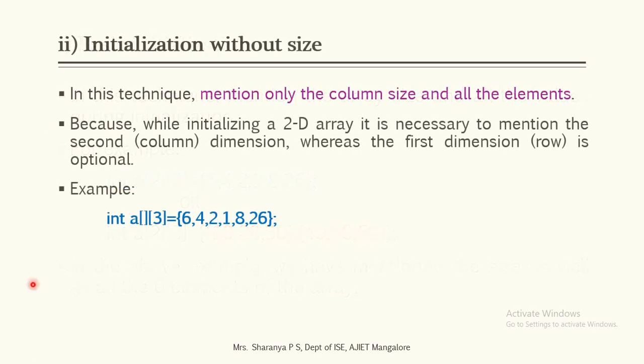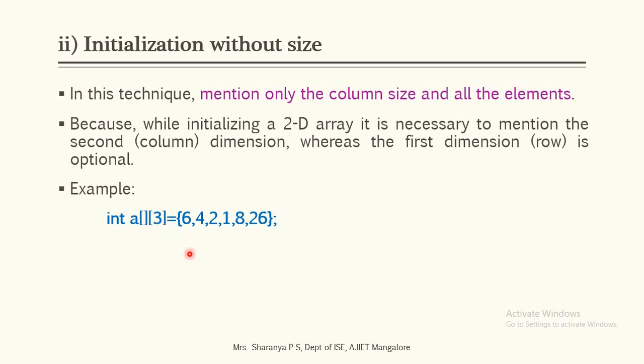Next type of initialization is without mentioning the size. As we discussed, mentioning the row size is not compulsory, whereas the column size we cannot omit, because the column size is very important to distribute the elements that we are storing in the array. Here in the second category of initializing, the row size is not mentioned, but strictly the column size is specified.